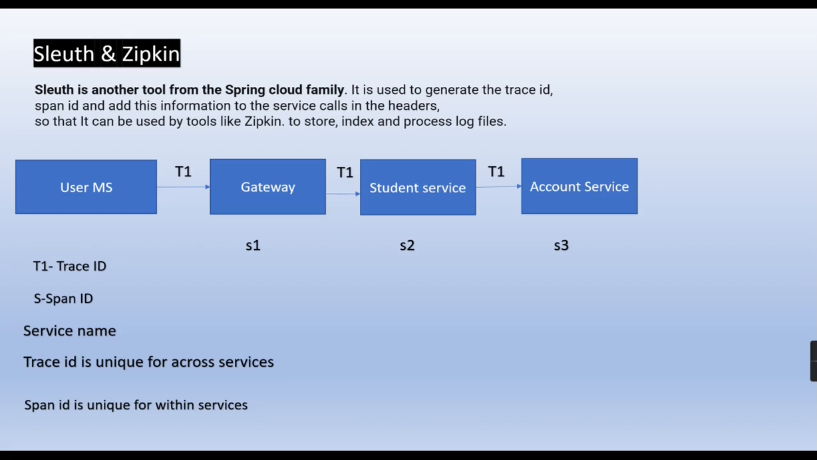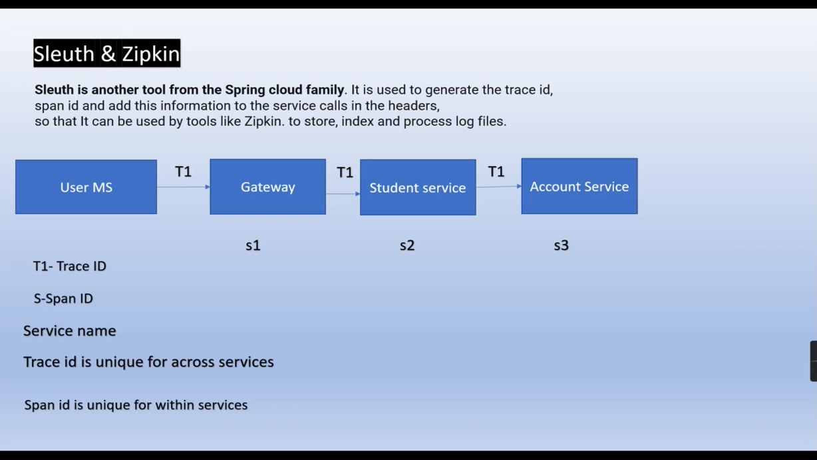And along with that, we will be having a service name. Each service will have a service name, such as user microservice, student service, account service. We define it in the properties as the service name. So whenever a hit comes to the gateway via the Eureka server, it will give some trace ID, it could be 1234, a span ID, it could be xyz, and the service name, user microservice. When we are running the application, we will be able to see those logs in the console.